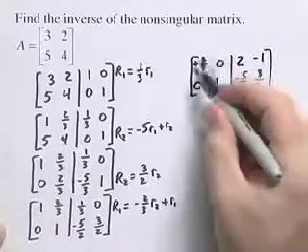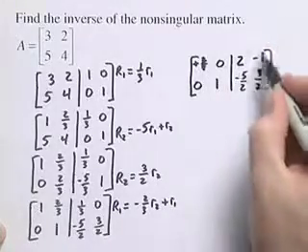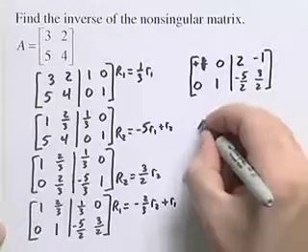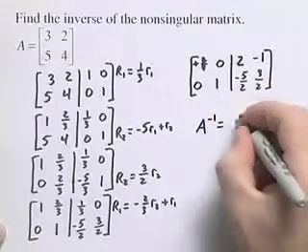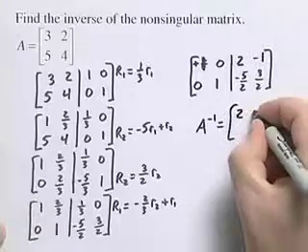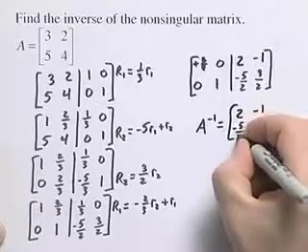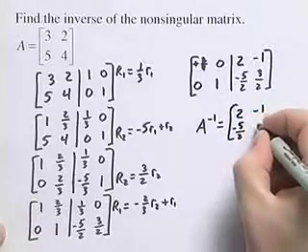Since we have our identity matrix here, this matrix that we've augmented becomes our inverse matrix. So A inverse is equal to 2, -1, -5/2, 3/2.